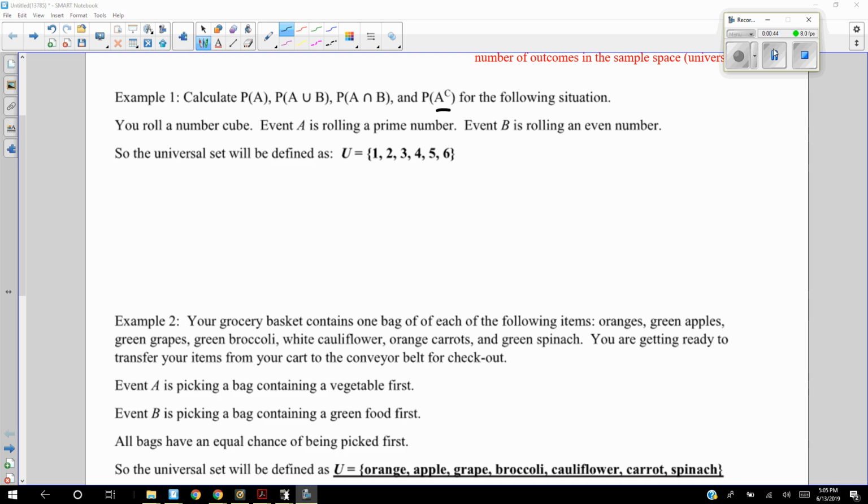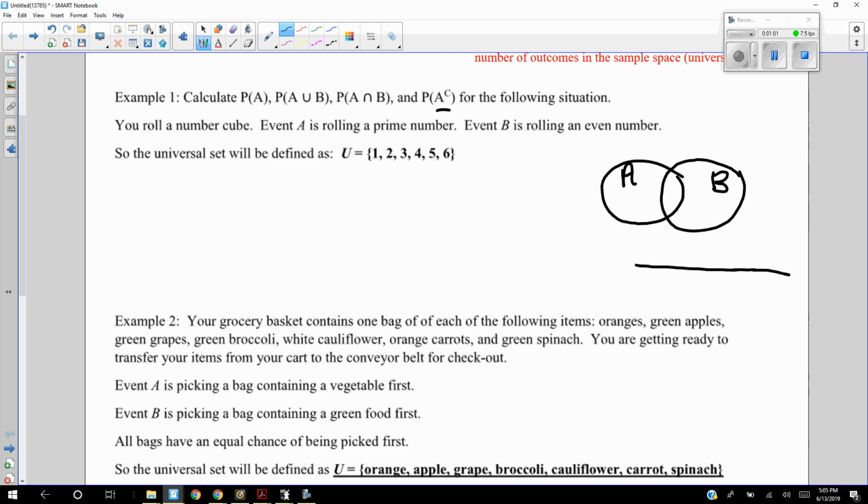So the first thing that I want you to do is draw a Venn diagram. So event A and event B, and they are going to intersect. I'm going to go ahead and draw them in a big rectangle. That's a universal set. We're actually going to call it S for sample space. In probability, we use the term sample space instead of universal set. It tells us the sample space, or the universal set, is 1, 2, 3, 4, 5, 6.